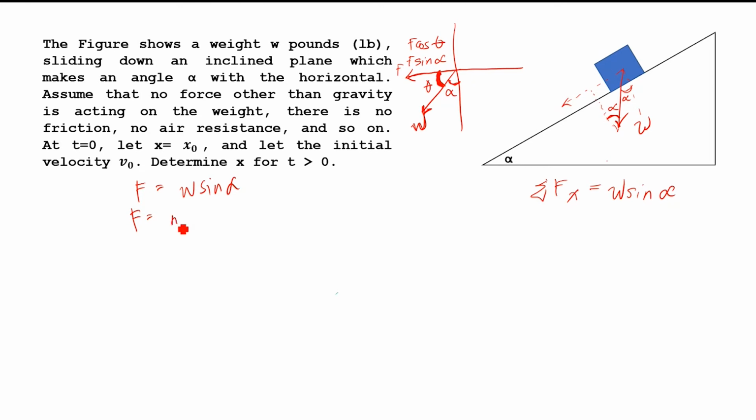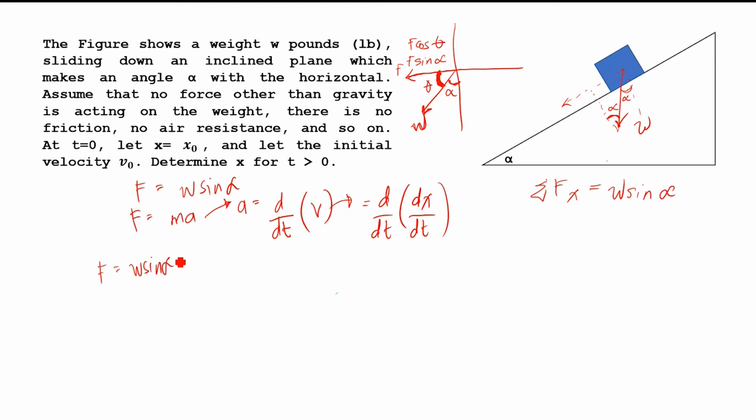But our F is force, which is equal to the mass times the acceleration. We all know that this acceleration is the derivative with respect to time of the velocity. And this velocity is just the derivative of the displacement with respect to t. So this is the double derivative, going from displacement to acceleration. We have that F is equal to W sine theta.